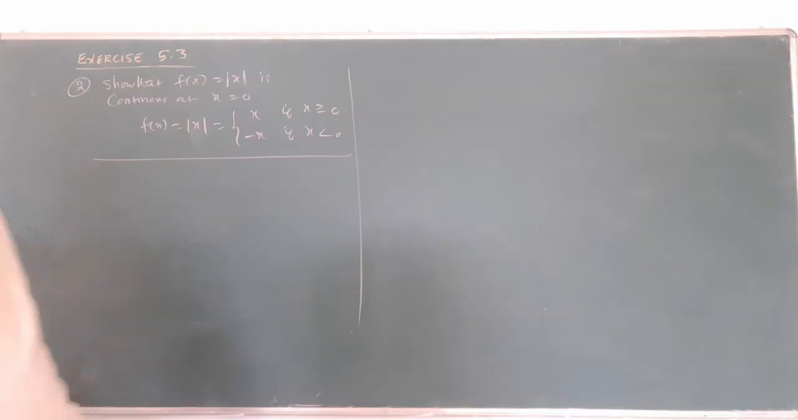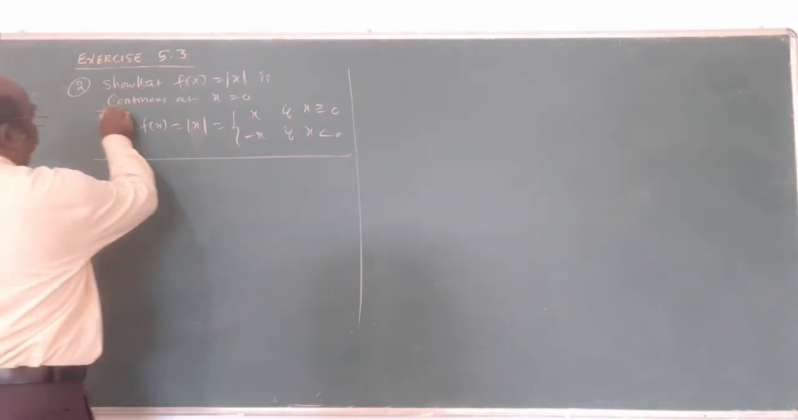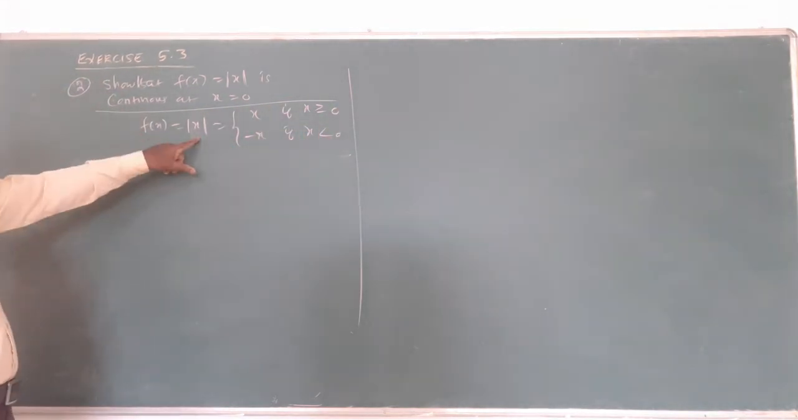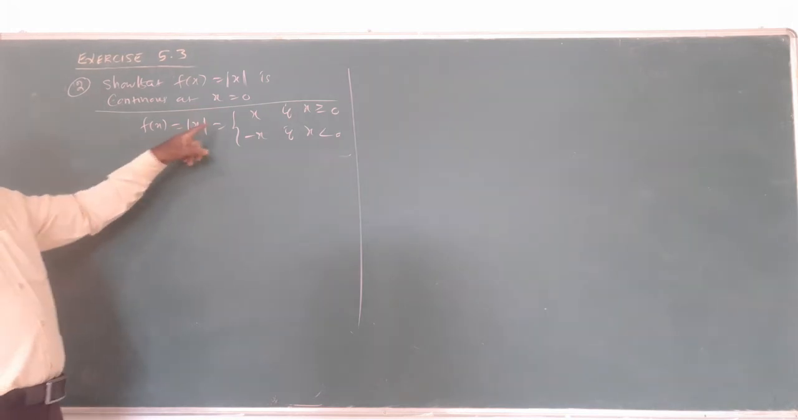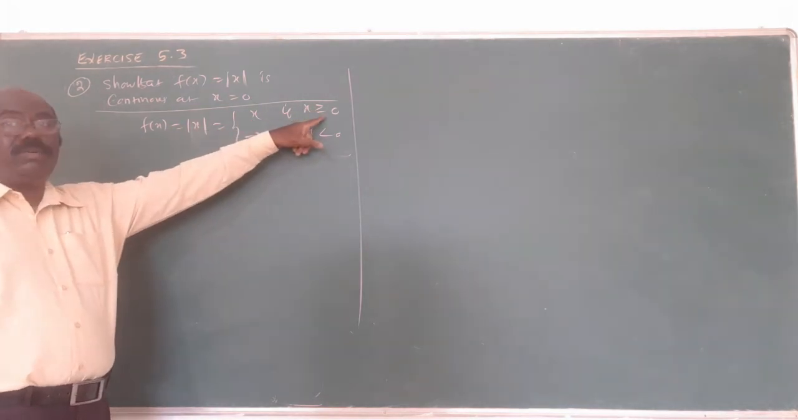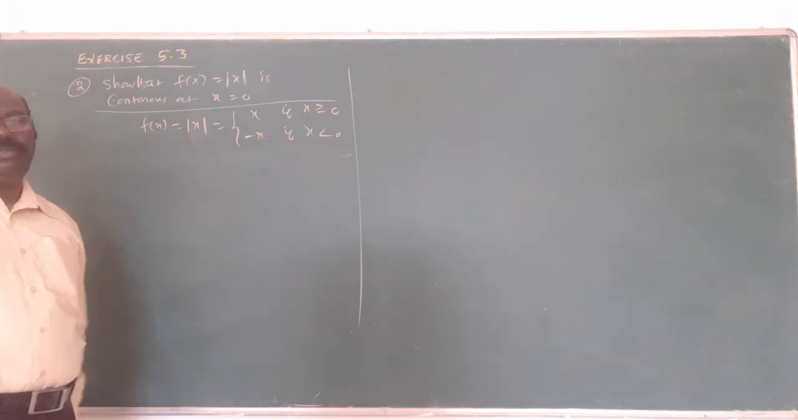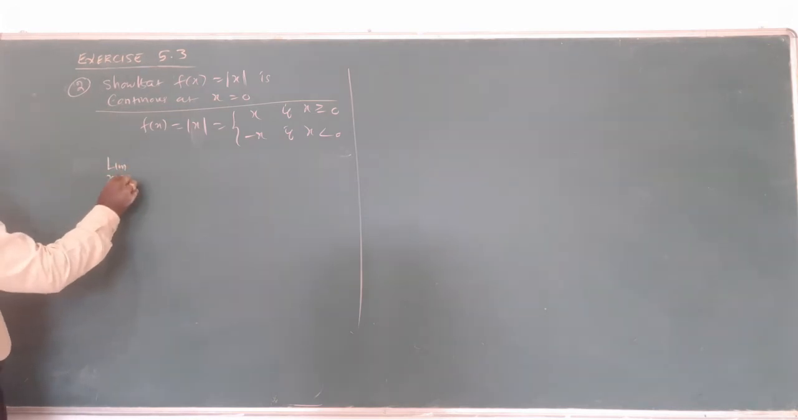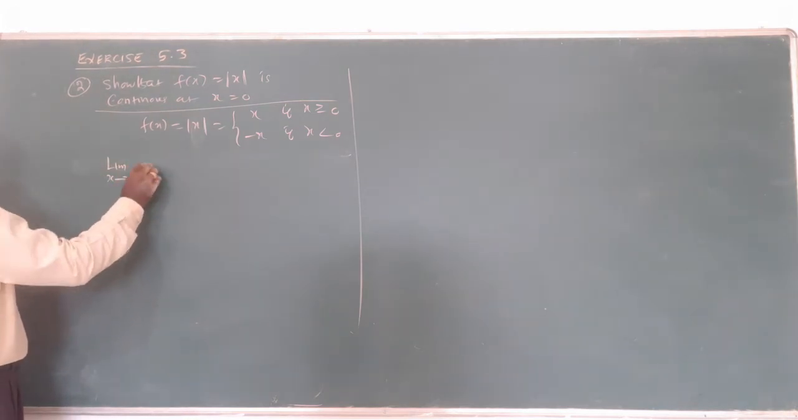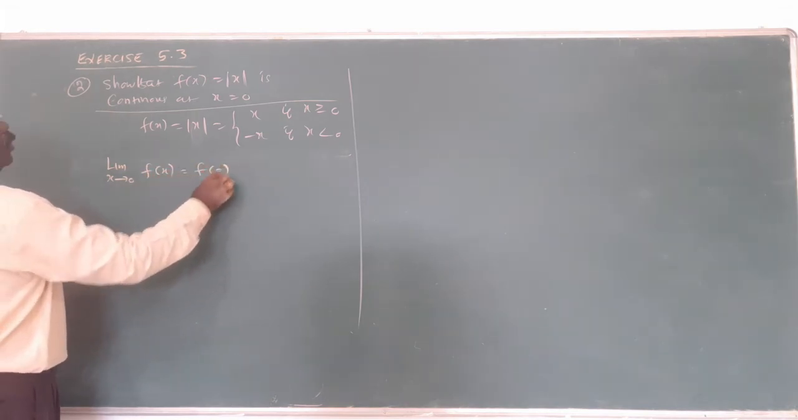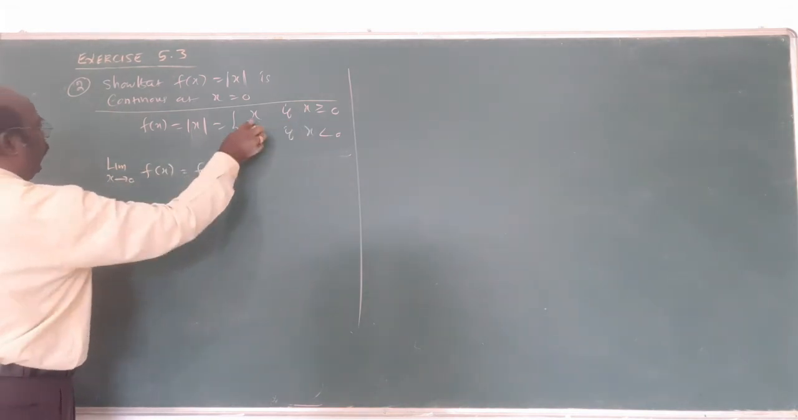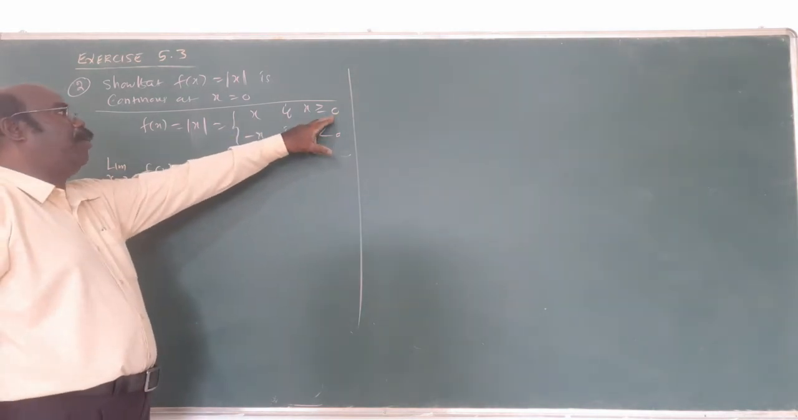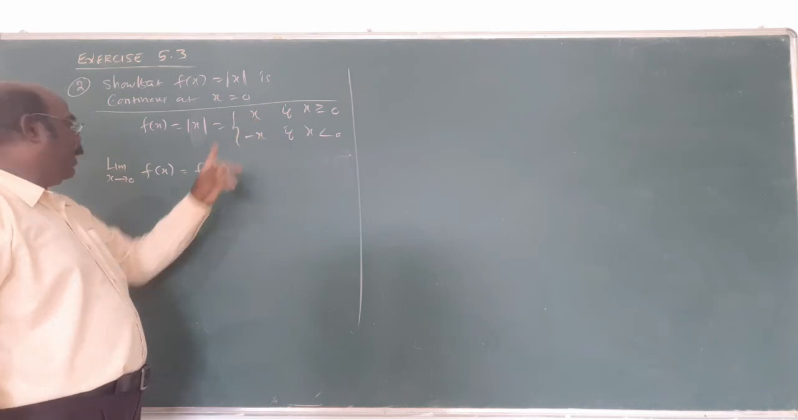Listen here. Modulus of x. This is a question, right? Now if f of x is modulus of x, modulus of x means x if it is positive or equal to 0, and negative x if less than 0. Now at x equal to 0, first step, limit x tends to 0 of f of x is equal to f of 0. f of 0 is what? Only 0. Am I correct? x is 0, f only has this value. So the value of x at 0 is 0.